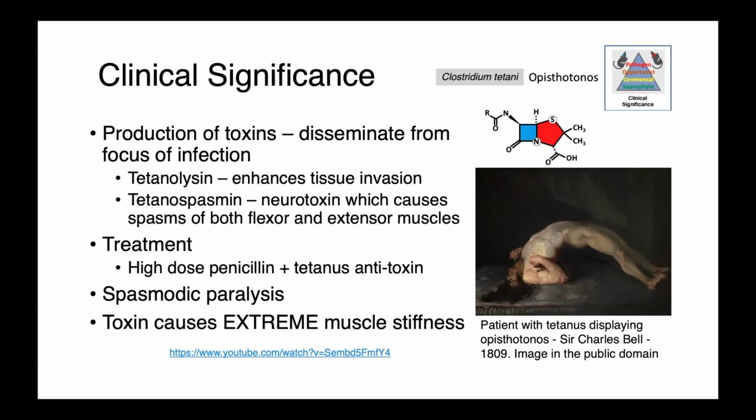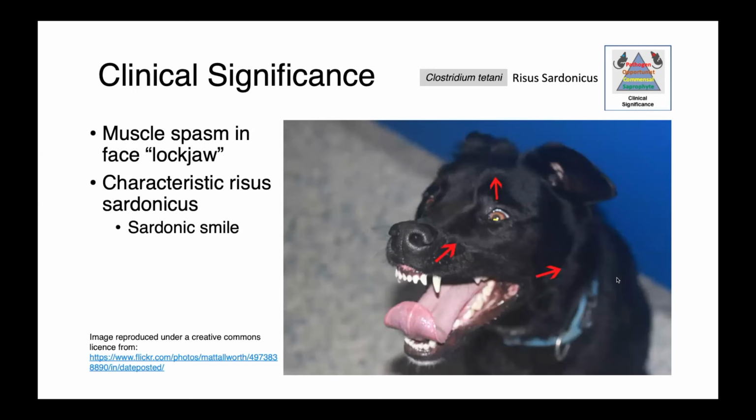In this painting here, you can see a depiction of a person with tetanus displaying this characteristic opisthotonos pose. So extreme muscle stiffness. This muscle stiffness can be so extreme that it actually breaks bones. I've put a link to a clip above from Grey's Anatomy where you can see a dramatization of what this might look like. One of the colloquial names of the disease tetanus is lockjaw.